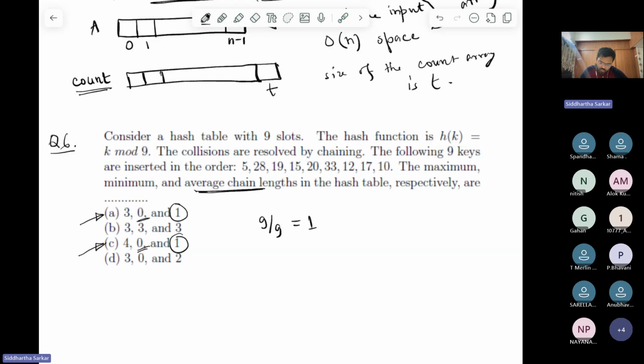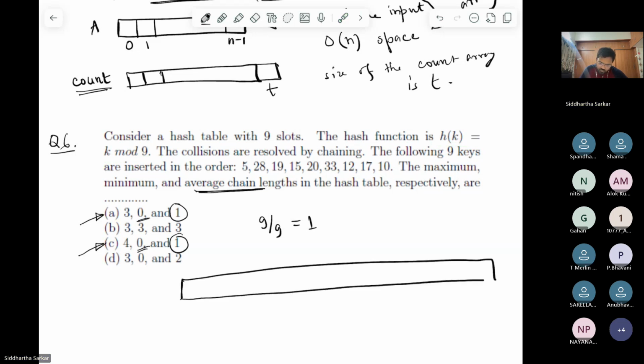So what are the slots in the hash table? Let's see that. I'm drawing the hash table: 0, 1, 2, 3, 4, 5, 6, 7, 8. So 9 slots. First we'll check 5 gets mapped where, in which of these slots.